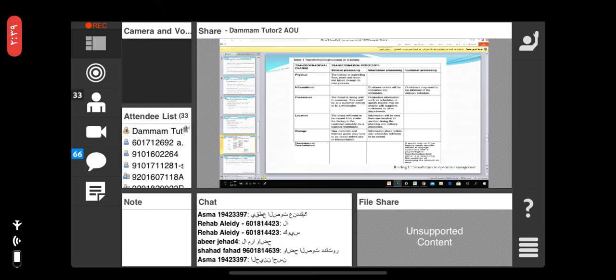A physical change. Do we need material? Definitely we need material, because for physical change we need to convert maybe flour. We need to convert the flour to bread through the process. Do we need information for physical? No. Do we need customer for the physical? No, we don't need them.